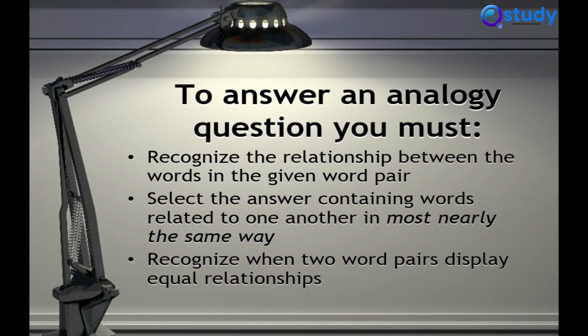Okay, now we'll see what you must do to answer an analogy question. First is to recognize the relationship between the words in the given word pair. The word pair will be given. What we have to do is first recognize the relationship between those given words. Then select the answer containing words related to one another in most nearly the same way. And third is to recognize when two word pairs display equal relationship. We have to find the option which shows the equal relationship as that given in the question.